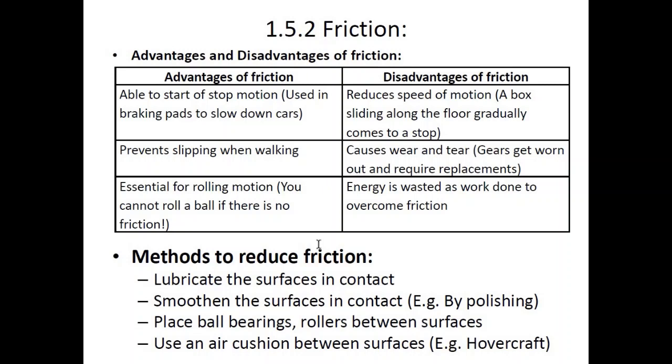Methods to reduce friction: you can lubricate the surfaces in contact, put on some oil or grease, smoothen the surfaces in contact by polishing, place ball bearings or rollers between surfaces, this also reduces friction, or use an air cushion between surfaces, such as you can see in a hovercraft. When there are air cushions between two surfaces, the friction is almost negligible.